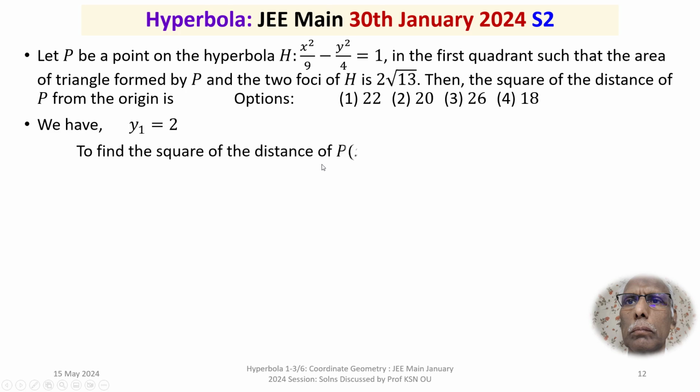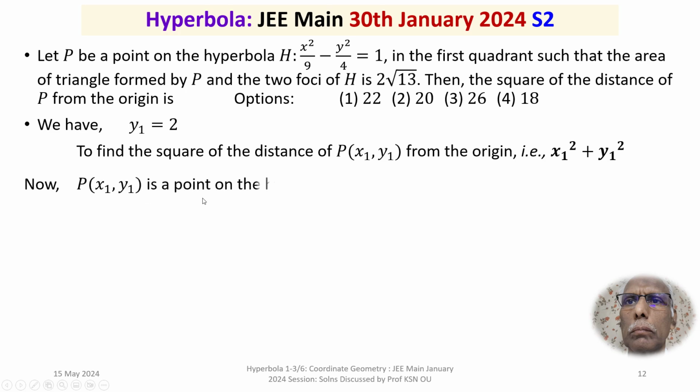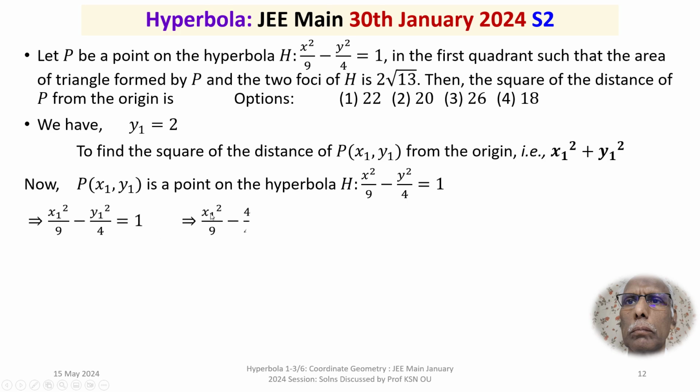To find the square of the distance of the point P x1 y1 from the origin, that will be x1 square plus y1 square, where P x1 y1 is a point on the hyperbola h given by x square by 9 minus y square by 4 is equal to 1. Substitute y1 is equal to 2 and solve for x1 square. So you will get x1 square by 9 minus 4 by 4 is equal to 1. That gives x1 square by 9 is equal to 1 plus 1, 2. That is x1 square is equal to 18. Thus x1 square is 18 and y1 is 2, y1 square is 4.